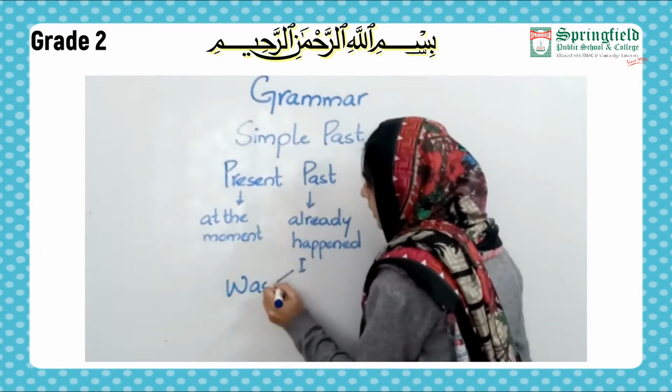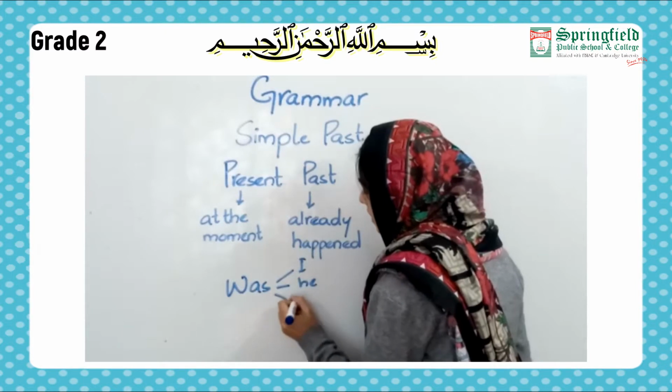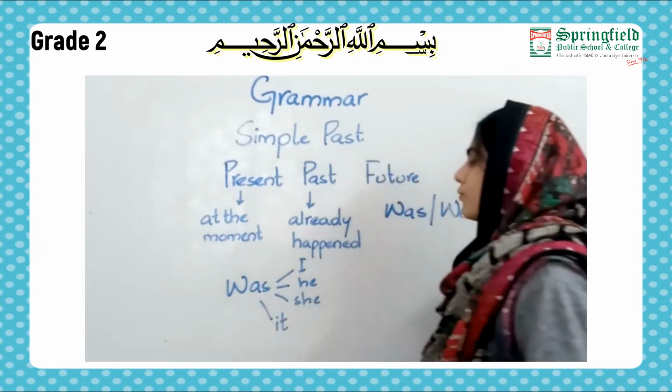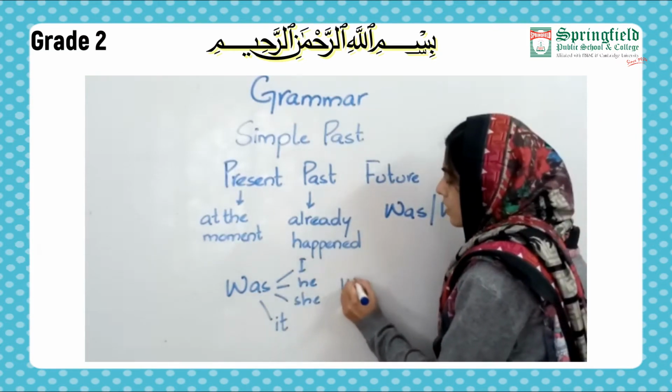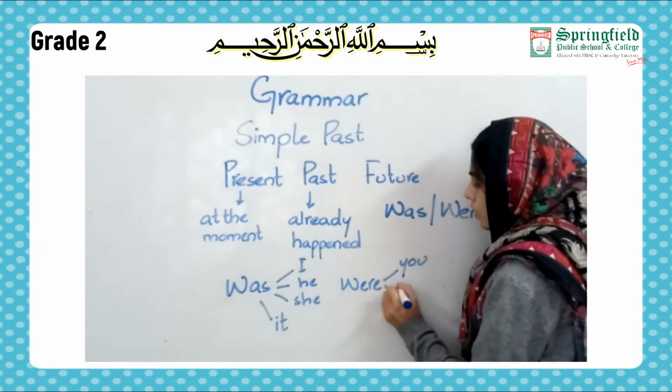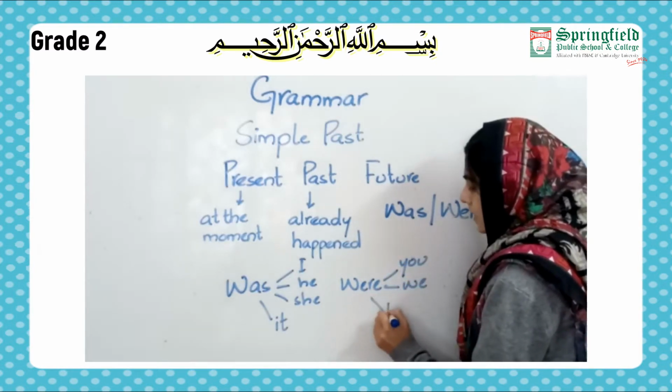I, he, she and it. Whereas in case of were, it is used with you, we and they.